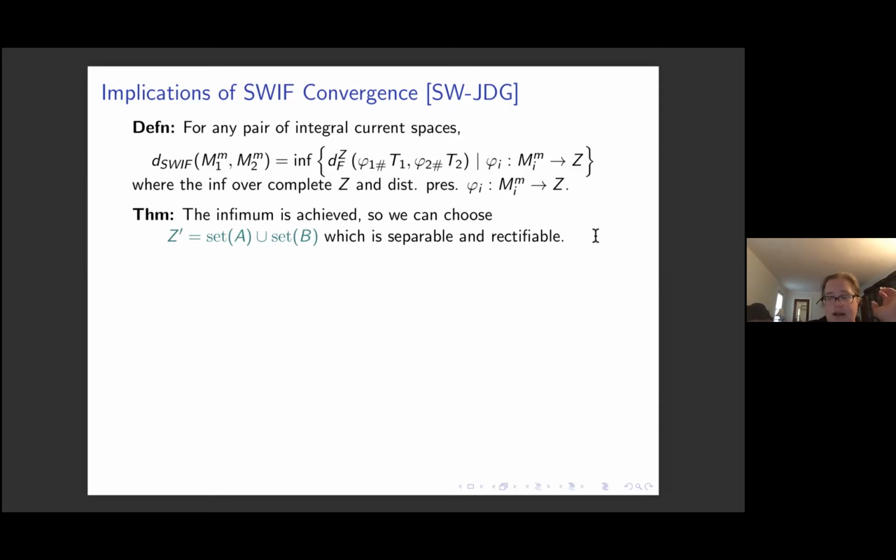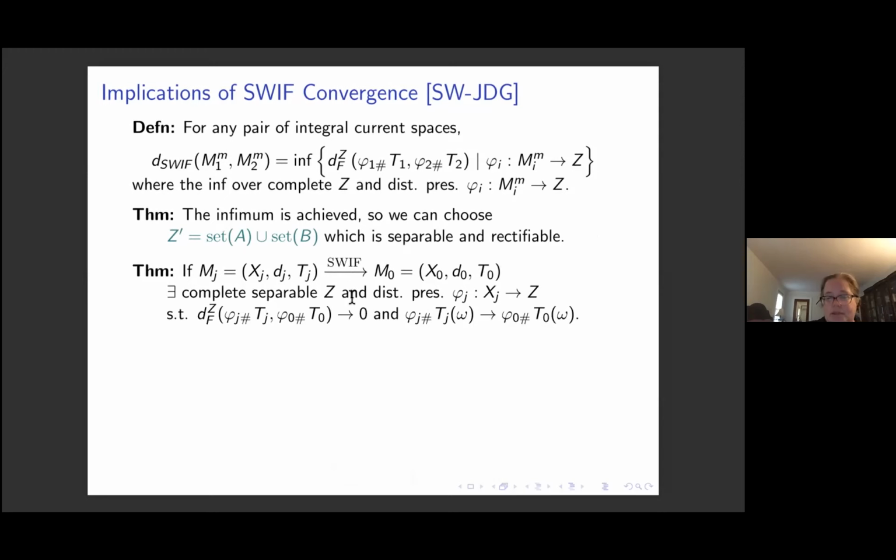And we're going to use that to glue together a limit. So if we have M_j converging in the intrinsic flat sense to M_0, there's a complete separable Z and distance preserving phi_j's such that they converge inside the Z. So we're going to create a single Z for the entire sequence. We talked about that. What we did was we glued together all these Z' for each j, and we were able to glue them all together to get a new separable Z with distance preserving phi_j's into Z. So we have a common space Z, and inside Z, the flat distance is going to 0 for the images. And when you test them against tuples, they converge as well. This is called weak convergence.